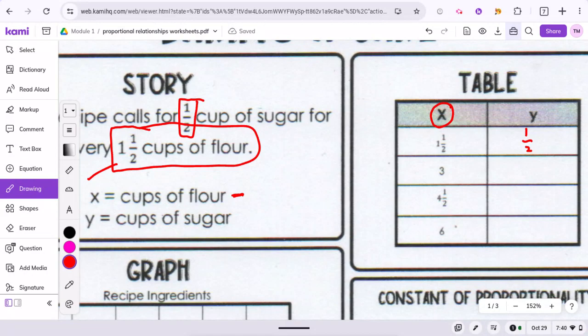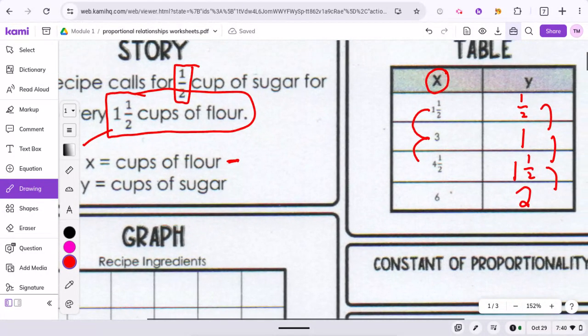Then this is increasing at the same rate. It's increasing by 1.5 each time, so this would increase by 1/2. So from 1/2 to 1, and then from 1 to 1.5, because it's increasing at the same rate over here. And then same over here on this side for the last one, 1.5 to 2.